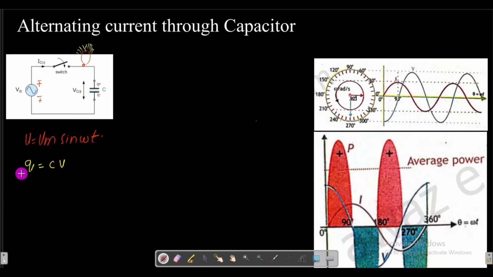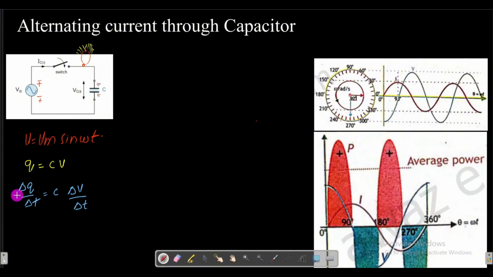Here if we apply del by del t on both sides of this equation, it becomes del q by del t is equal to C del v by del t. The difference between these two equations is only the del by del t. In this side we have del by dt, and in this side we have del by dt, and these three things stay in their own positions.